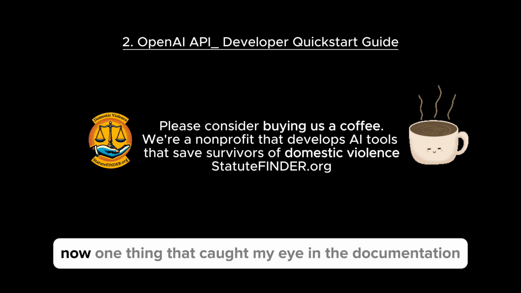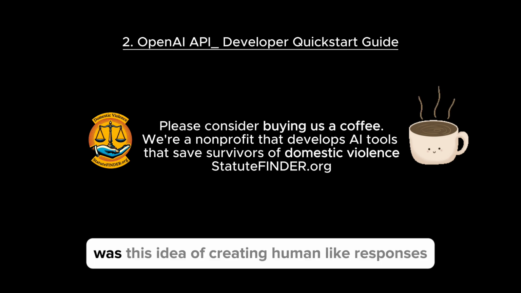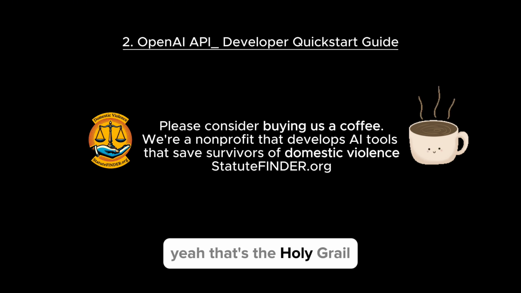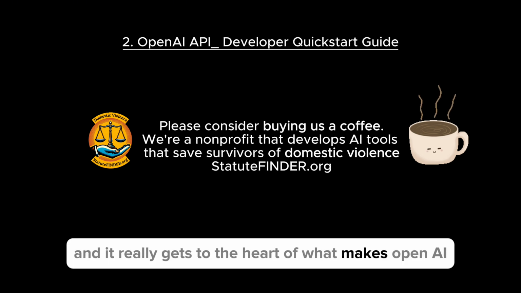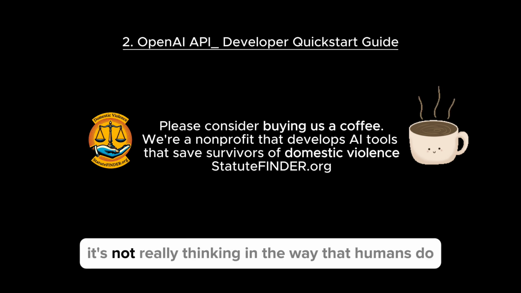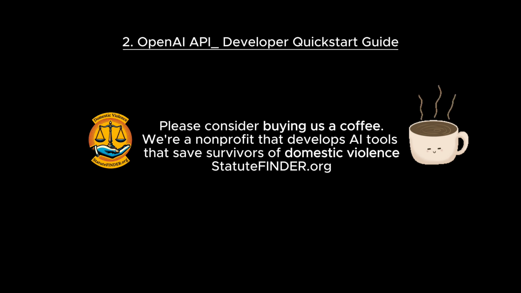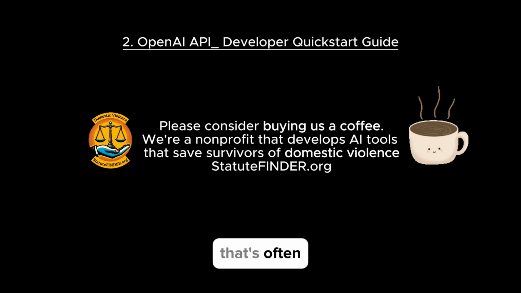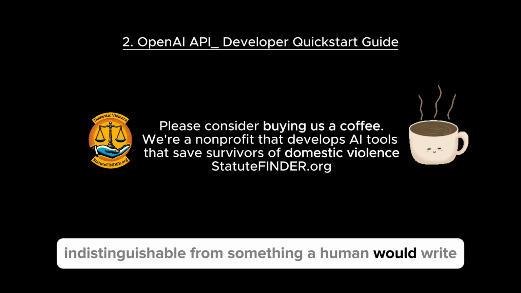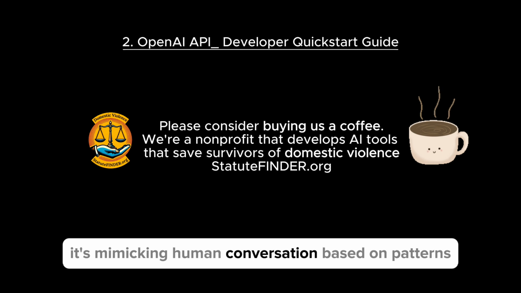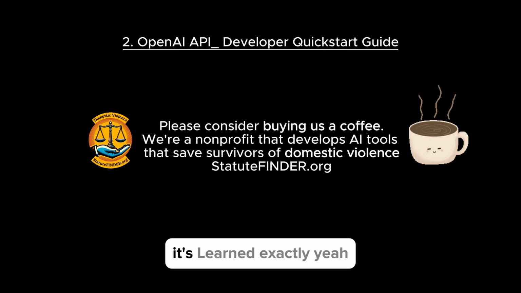That's reassuring. Now, one thing that caught my eye in the documentation was this idea of creating human-like responses. Yeah, that's the holy grail, isn't it? How is that even possible? Is the AI actually thinking? That's a great question, and it really gets to the heart of what makes OpenAI so fascinating. It's not really thinking in the way that humans do, but it's been trained on a massive amount of text data and code. This training allows it to generate text that's often indistinguishable from something a human would write. So in a way, it's mimicking human conversation based on patterns it's learned.